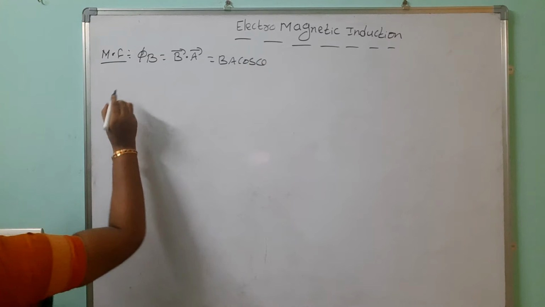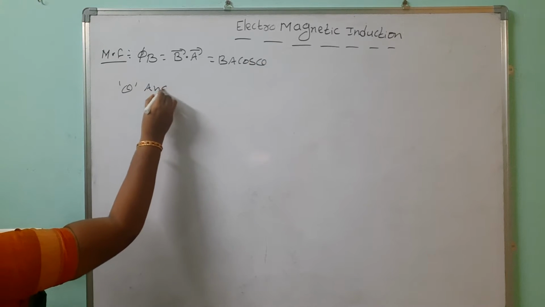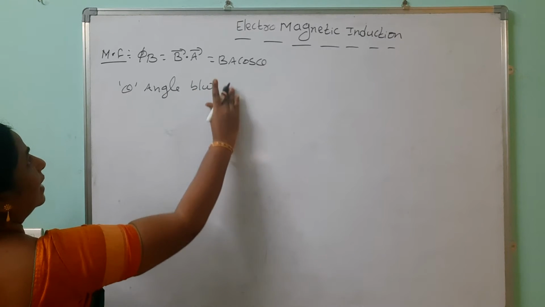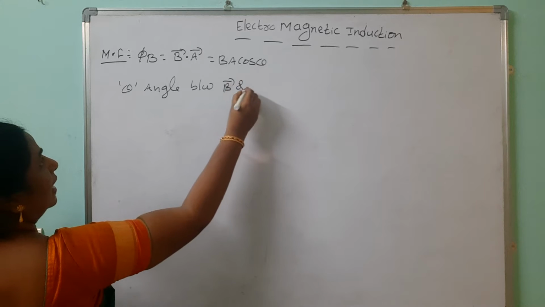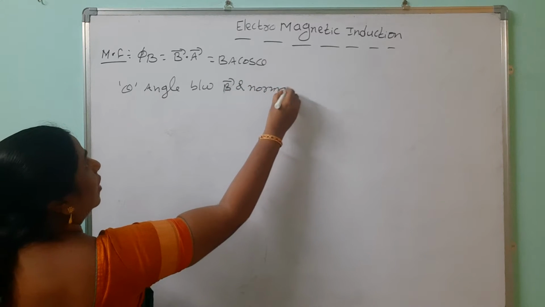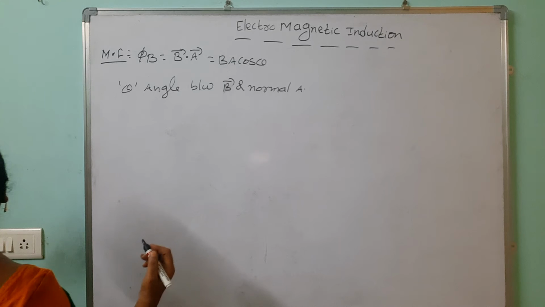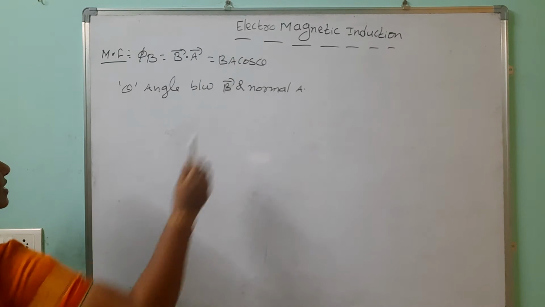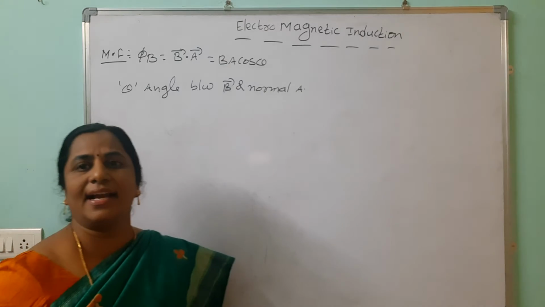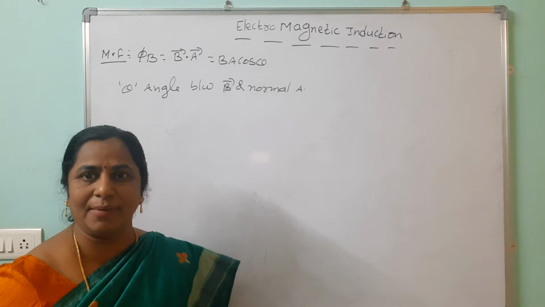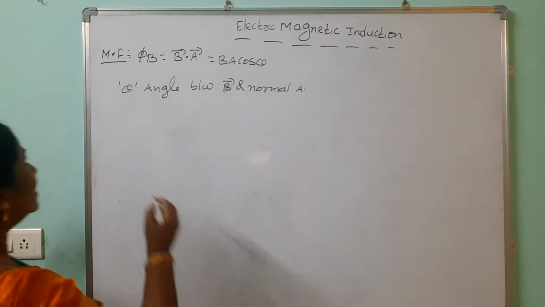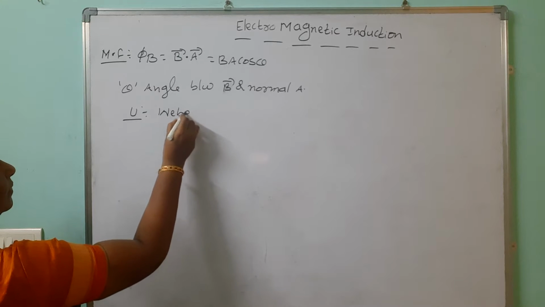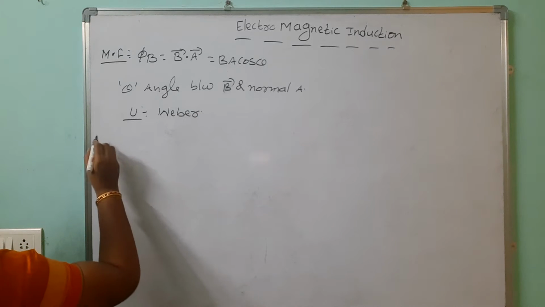But always remember that theta is the angle between B bar and the normal to the surface area. Generally we think this is the angle between B and A. No, it's wrong. It is the angle between the normal to the surface area and the magnetic induction. What is the unit for magnetic flux? You can say Weber, or Maxwell also we can take.